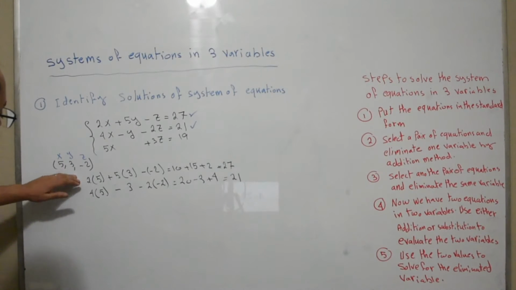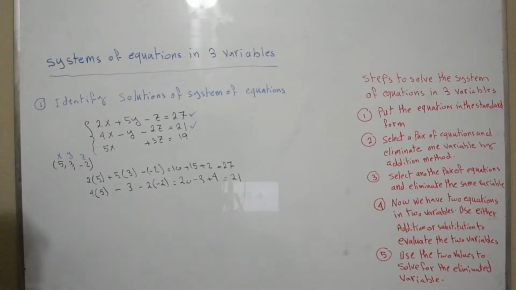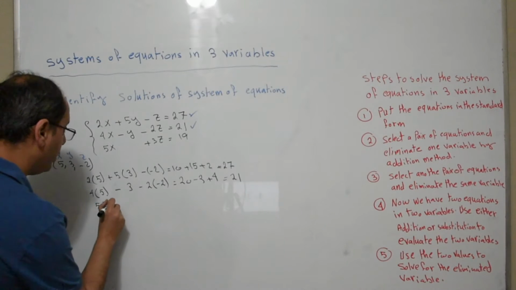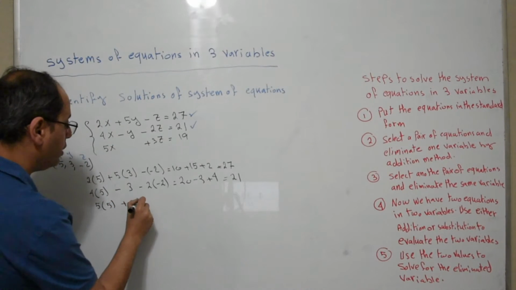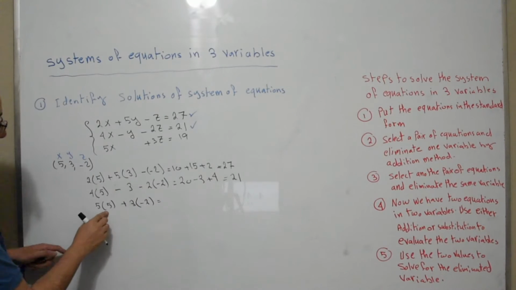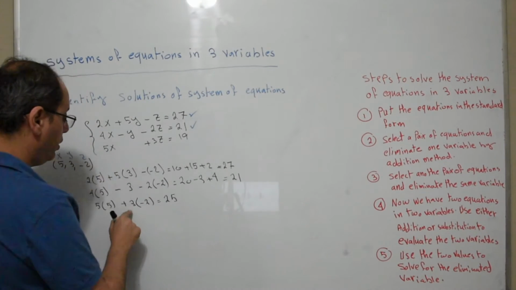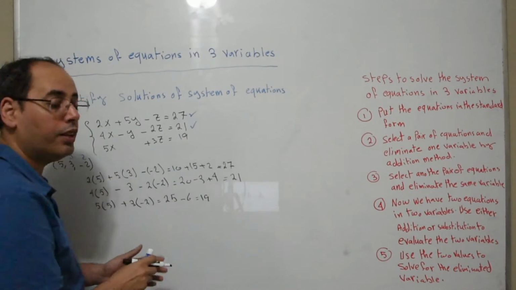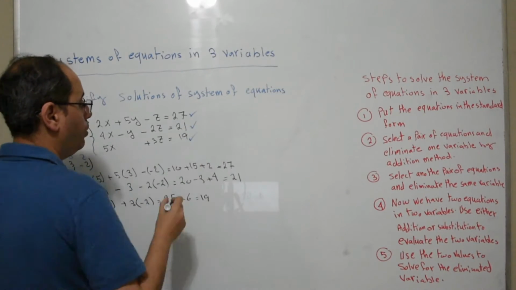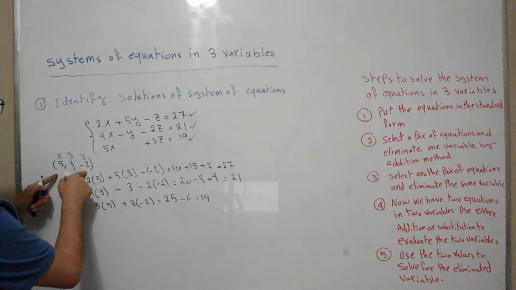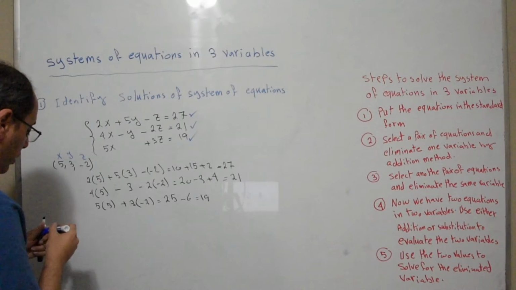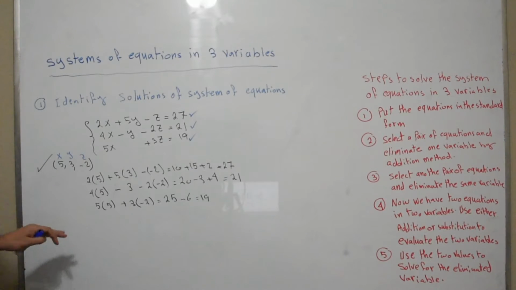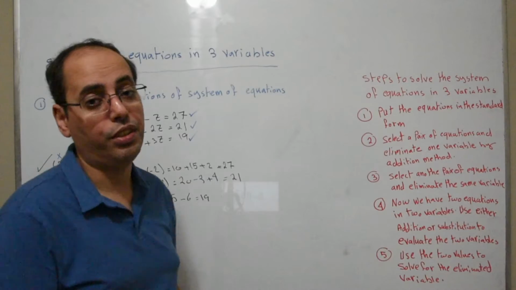So with one more, I can decide whether this solution satisfies the system of equations or not. The third one: 5 times 5, and then plus 3 times negative 2. Let's see how much that is. I have 25. 3 times negative 2 is minus 6, so I got 19. Now I can tell 100% that this solution satisfies the system of equations. So this solution is correct. This is how we identify solutions of a system of equations.